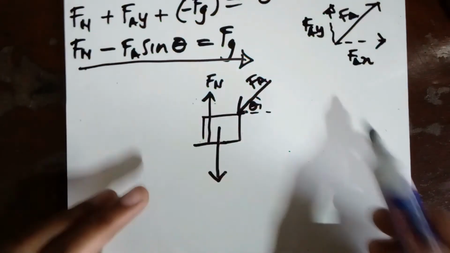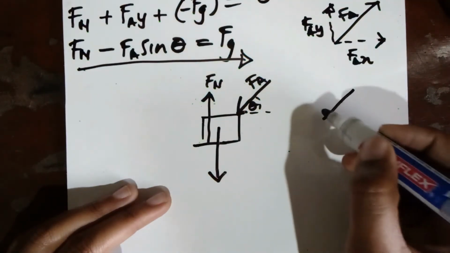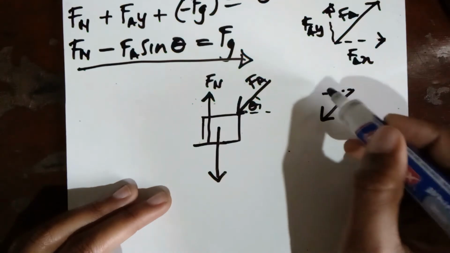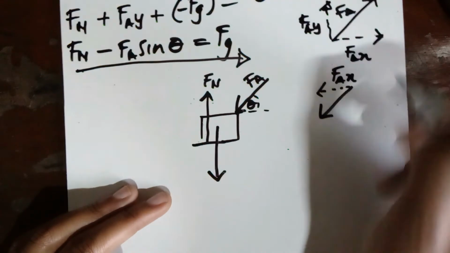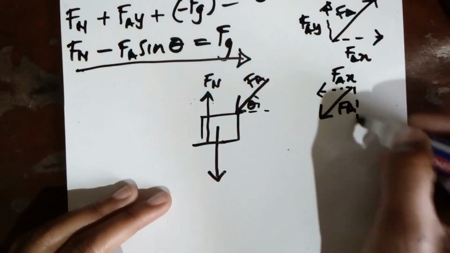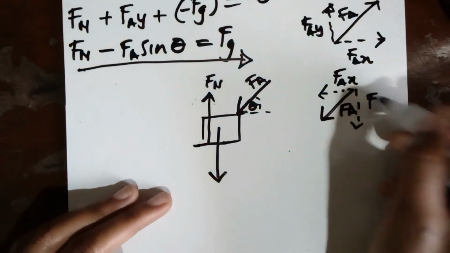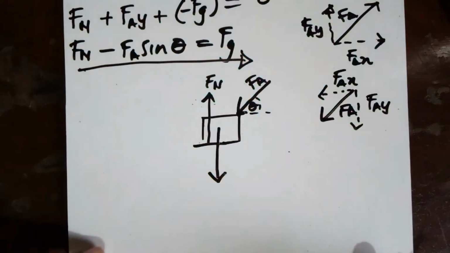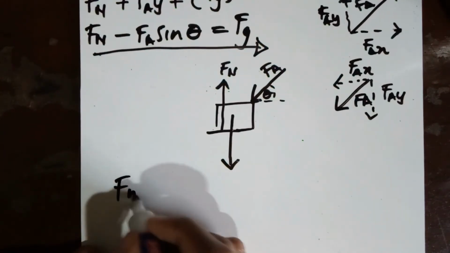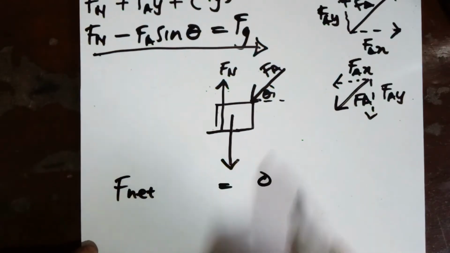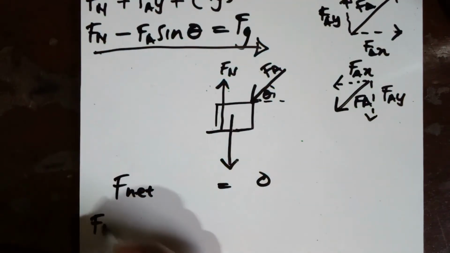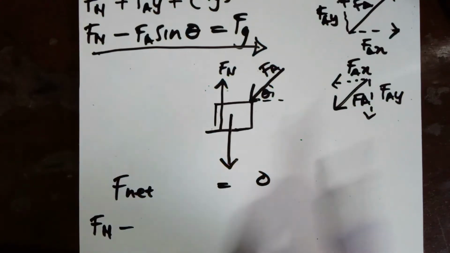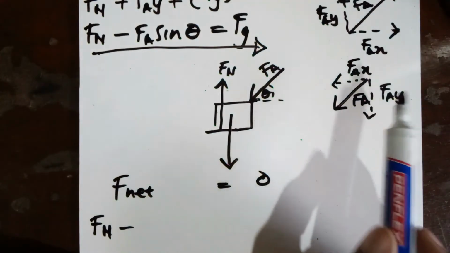We still have to resolve this vector into its x and y components. The x component is facing to the left, which is Fax if this vector is Fa, and the y component is facing down, Fay. And then we write again that we know F net is going to be equal to 0 because this object is not moving up or down, and we are only considering the up and down motion. So we have Fn, we add all of those forces acting there, and then Fay is also acting down.